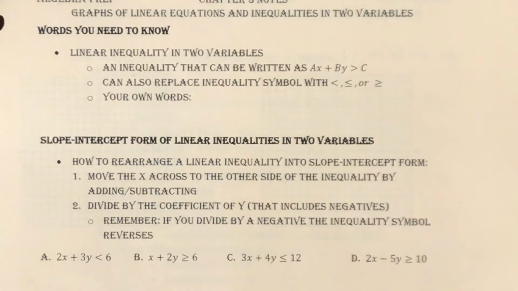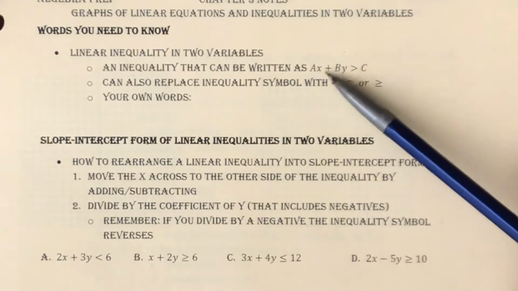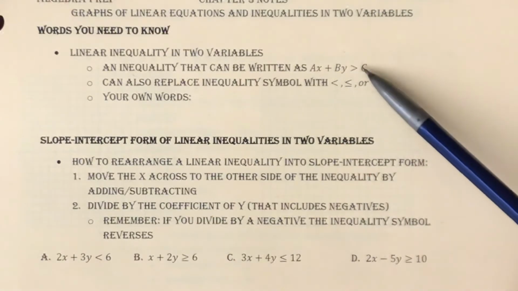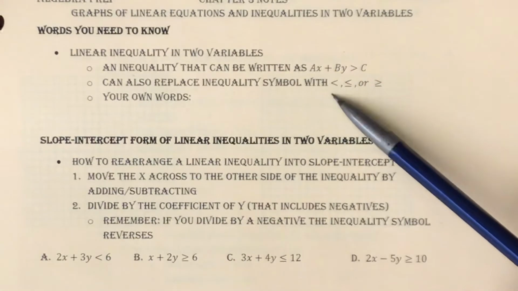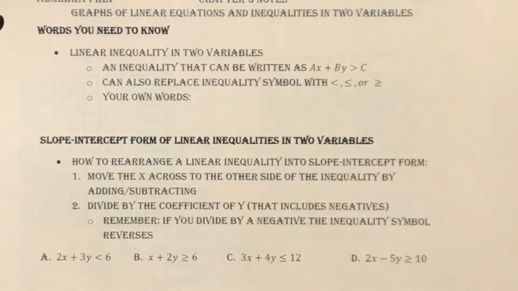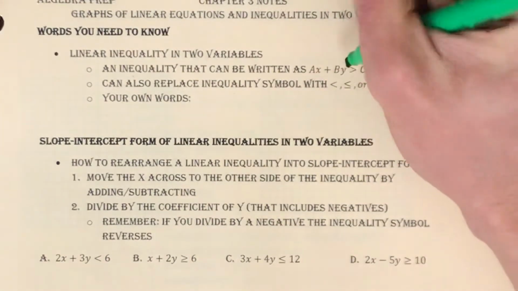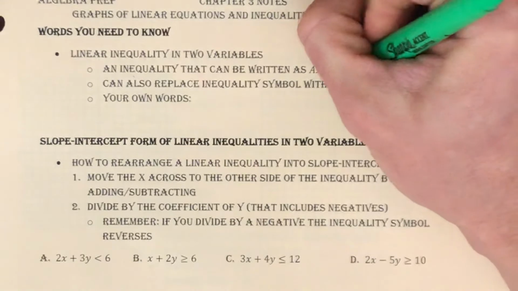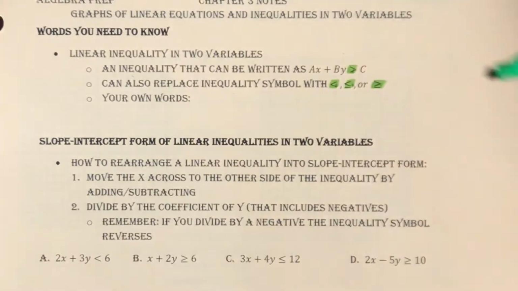And so a linear inequality in two variables is an inequality that can be written as ax plus by is greater than c. Now this inequality symbol could be a less than or equal to, or it could be a greater than or equal to. That's just kind of a placeholder for the moment. It could be any of those inequality symbols. So we just chose this one for our example right there, but it could be any of those four inequality symbols.